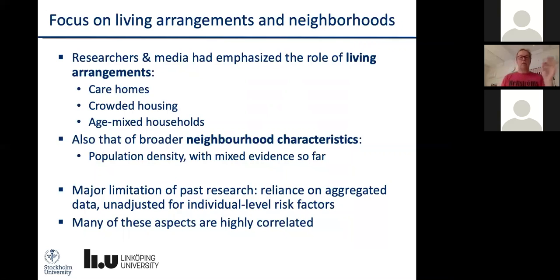And then this team also looked at neighborhood characteristics. So population density, whether you live in a very crowded area or in a sparsely populated area. And we have a lot of space in Sweden, so there are a lot of sparsely populated areas. And the corona was mostly in Stockholm, the capital. And again, a limitation of past research is aggregate data, maybe hospital data, but you have not adjusted for individual-level risk factors. So we want to see how these factors, which are also related to each other, hold independently of each other in a multivariate setup.